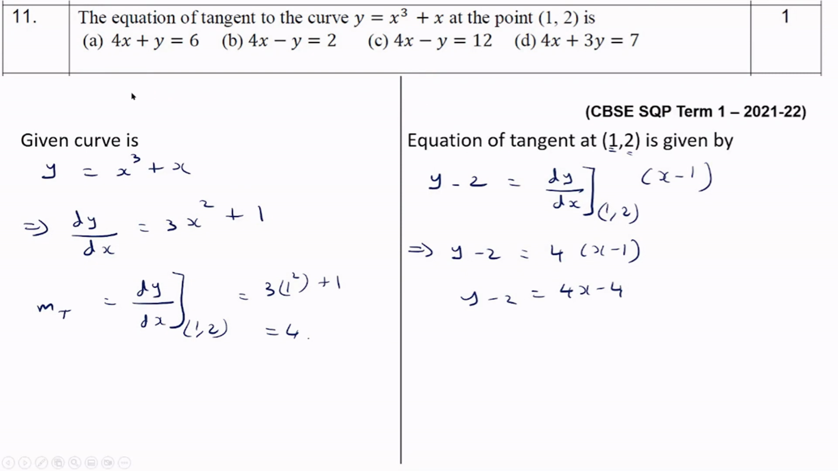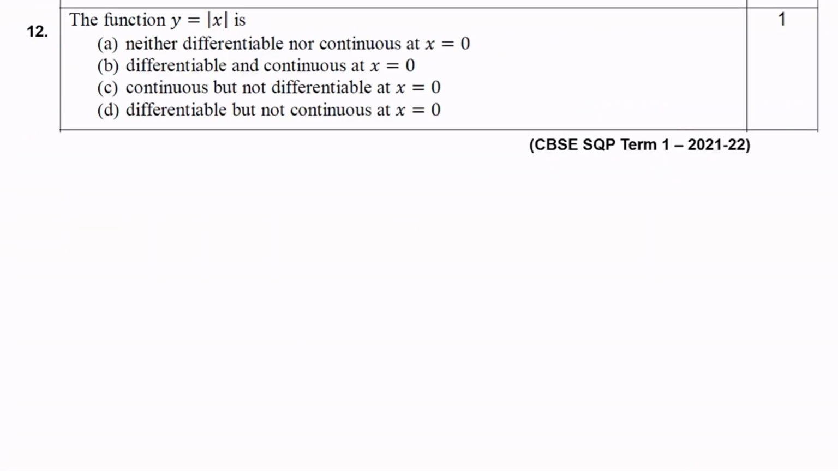Now here we have all the options as 4x. It starts with 4x. So let us bring the constant to the right hand side. So it is minus 2 plus 4 equal to 4x minus y, or 4x minus y equal to 2. So the correct option is option B. Moving on to the next question.